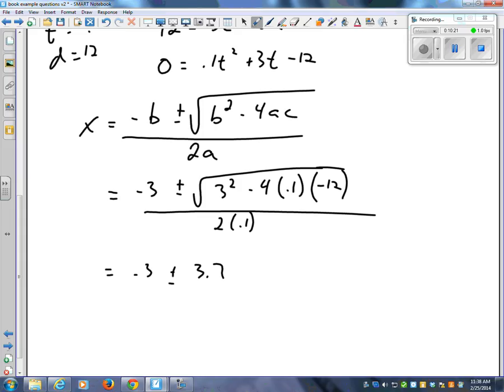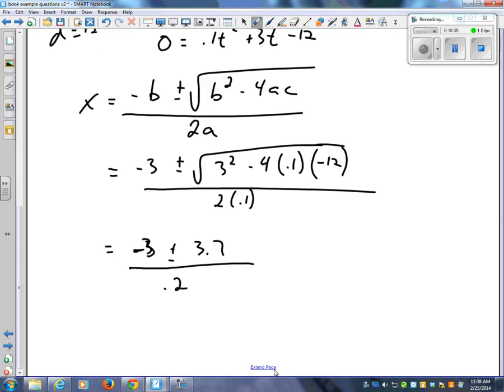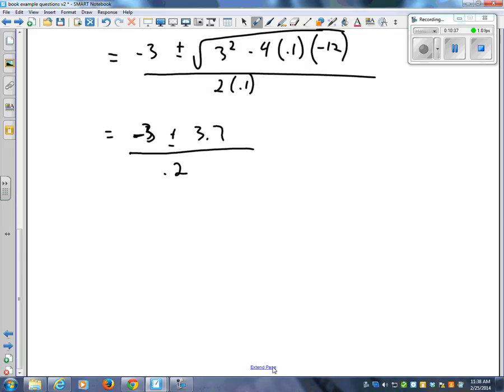That's just the quadratic formula, plus or minus. Oh, I thought you were talking about inside. No. Okay, so now I'm going to get two answers here. I'm going to get -3 minus 3.7, so you're going to have minus 6.7 over 2, or you're going to have -3 plus 3.7, which is 0.7 over 0.2. This one here is going to give you a negative 33.5. This one's going to give you a positive of 3.5 seconds.